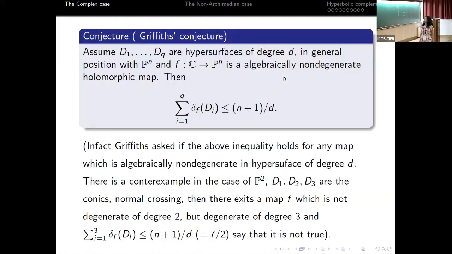And then there's one famous conjecture given by Griffiths that the bound should be n plus 1 divided by the dimension of the variety. Of course, this is a very hard problem and there is still no progress on this question.